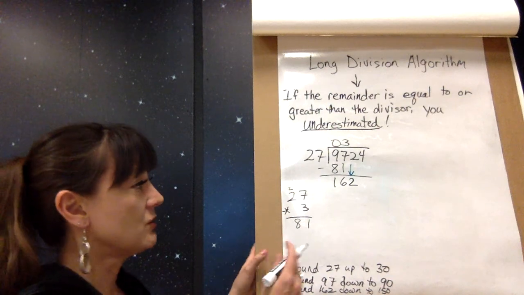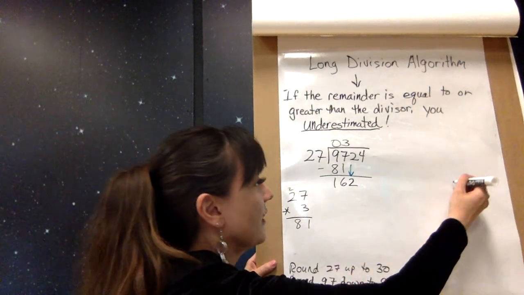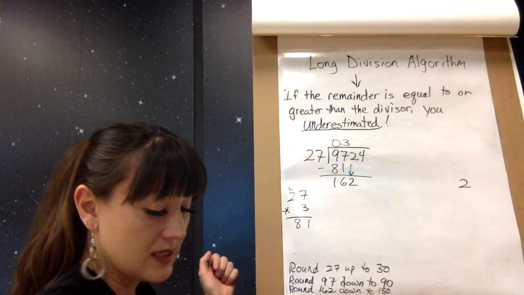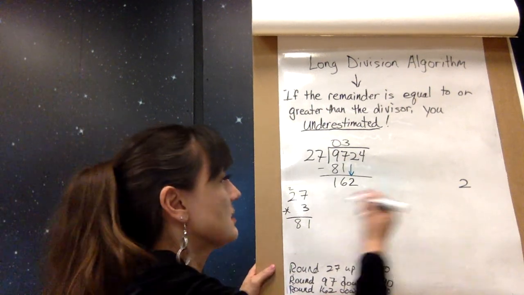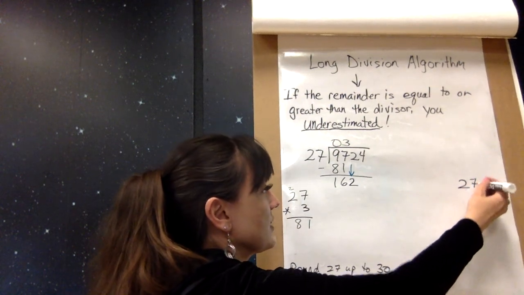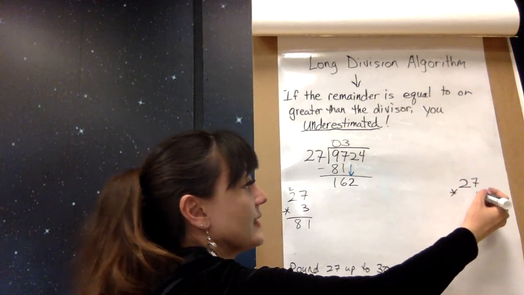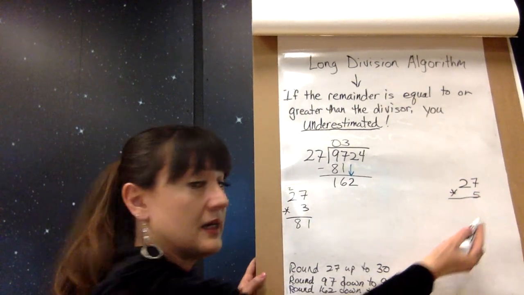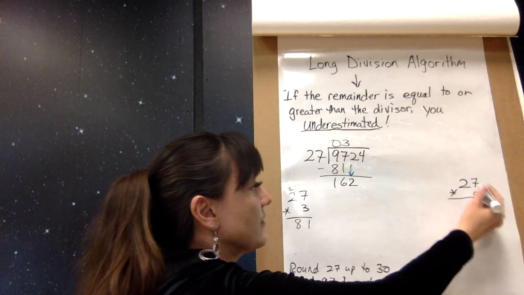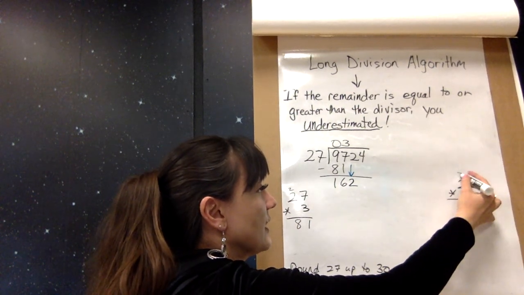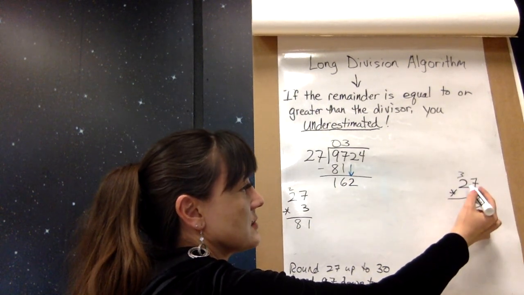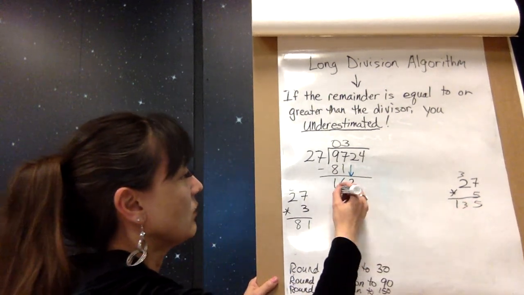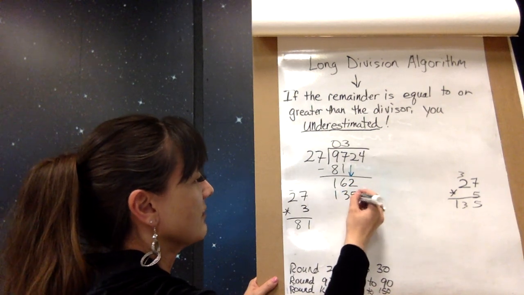So I'm going to go ahead and do my scratch paper work over here. So I'm going to go ahead and try a 5, because I know that 30 times 5 is 150. So I'll do my scratch paper over here. And so 27 times 5. So let's do the algorithm here. It's 5 times 7 is 35. And 5 times 2 is 10, and that's 13. So that would equal 135.